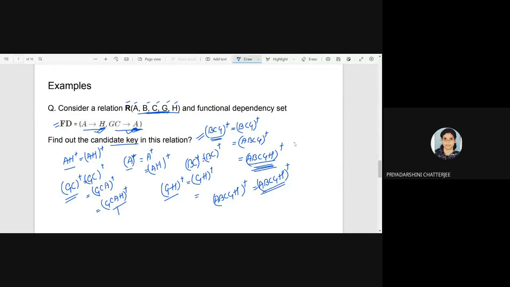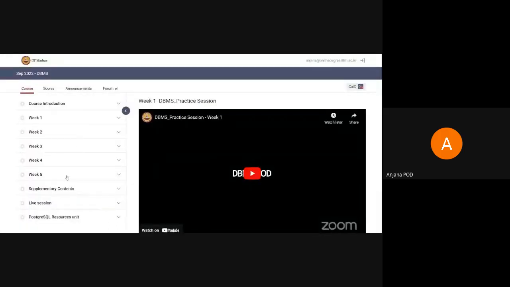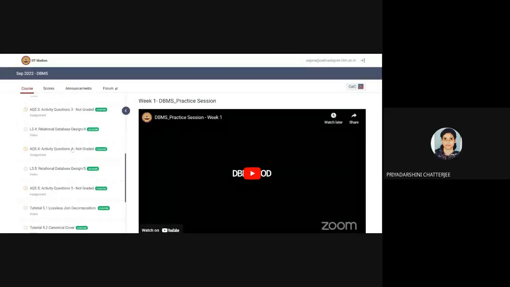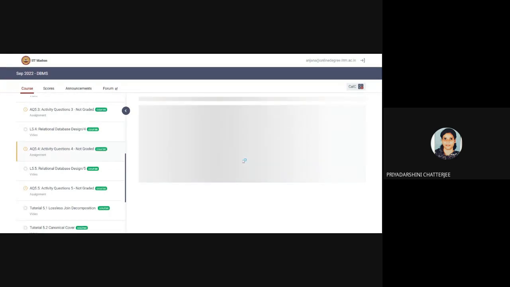Ma'am, there is a question in the activities, 5.4, the second question. Can we take that? Yeah. So the candidate key is B only. And how do we get the number of super keys? The answer is 15. So it must be 16 minus 1, ma'am. So how do we get so many combinations of super keys?